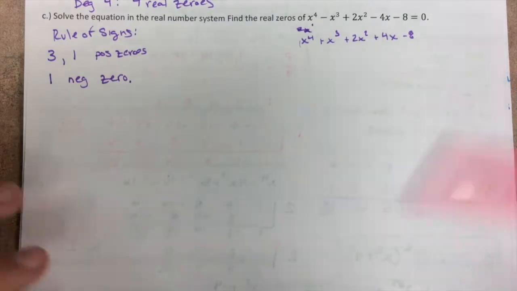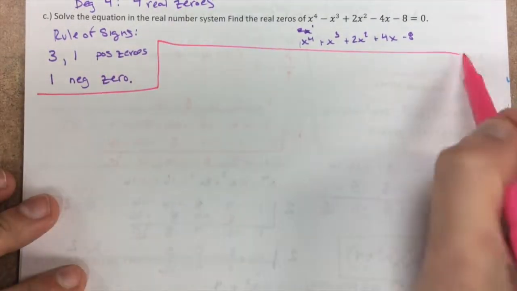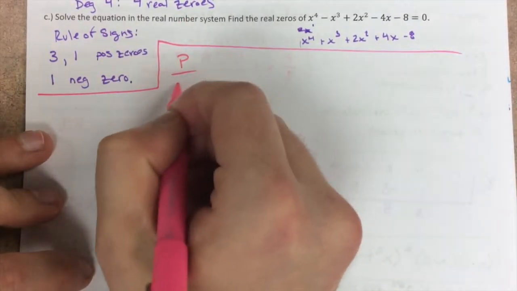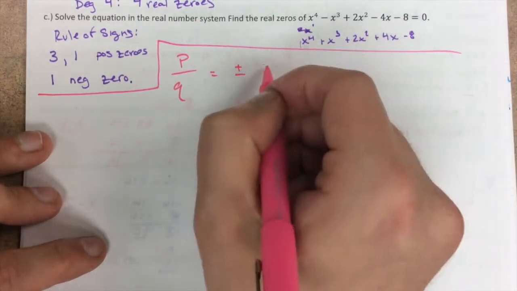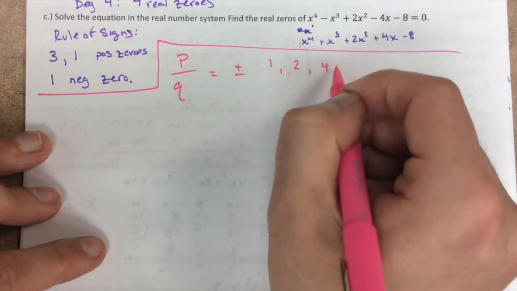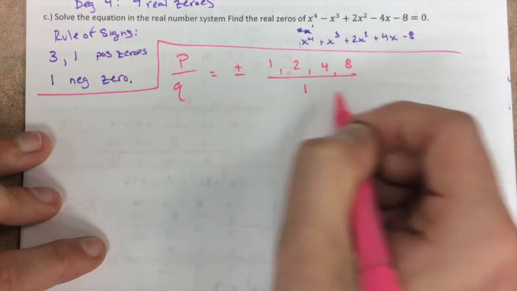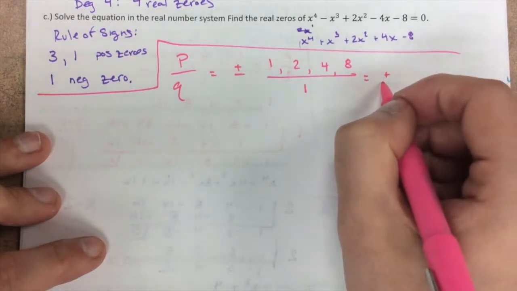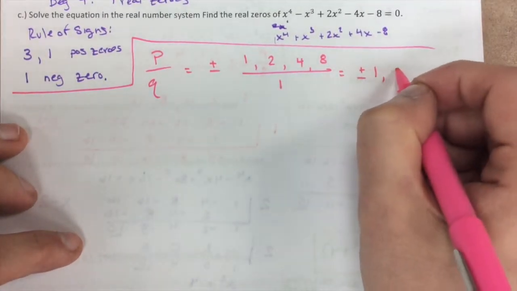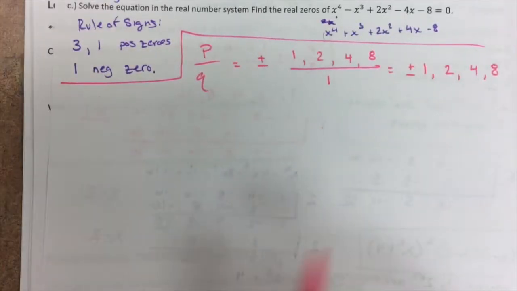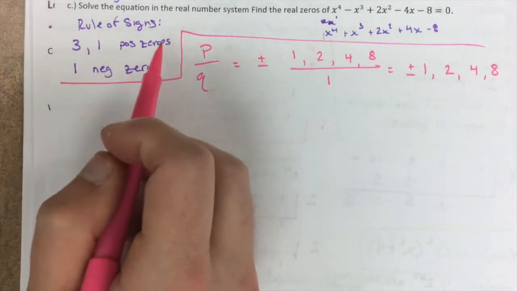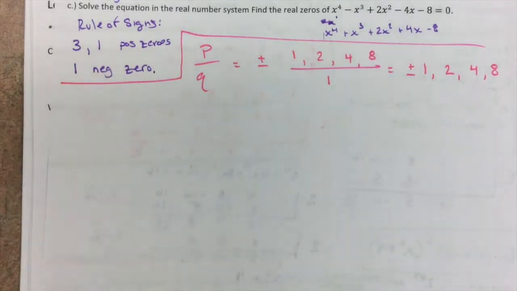So now, based off of this, what's my P and what's my Q? So all my factors of 8, so plus or minus 1, 2, 4, and 8, all over 1. So here, my list is going to be plus or minus 1, 2, 4, or 8. So remember, I'm going to have 3 or 1 positive zeros and at most 1 negative zero. So we're going to have to start guessing.